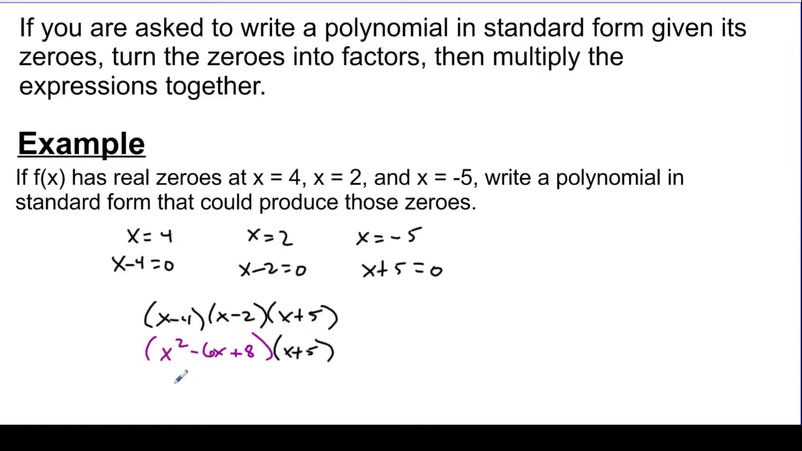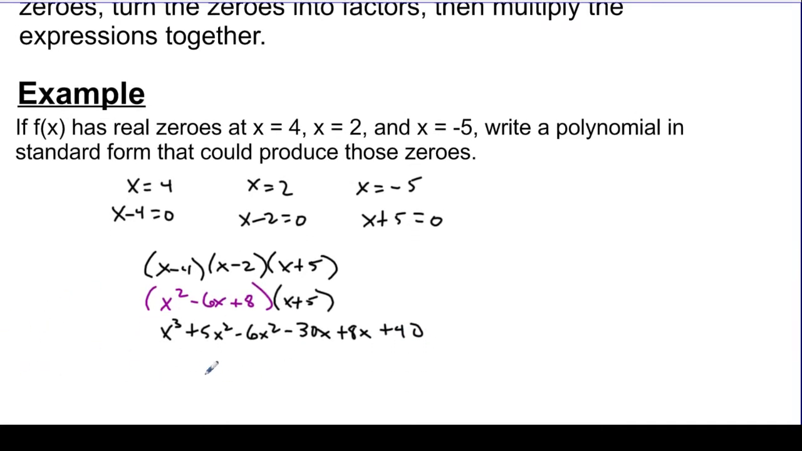So x squared times x is x cubed. Okay? x squared times 5 is 5x squared. Negative 6 times x is negative 6x squared. Negative 6 times 5 is negative 30x. 8 times x is 8x. Okay? And 8 times 5 is positive 40. Okay? So if I now go through and just simplify this, I have my answer.